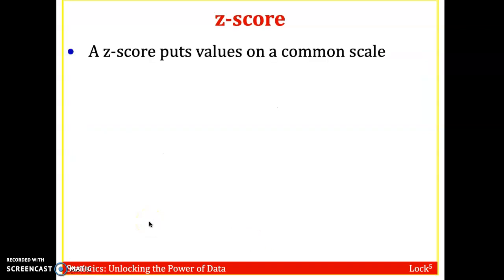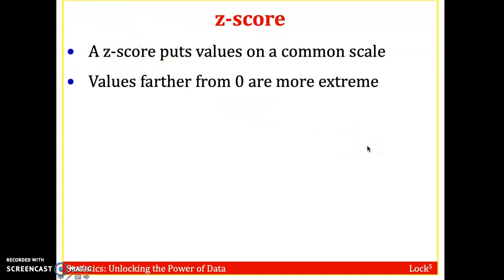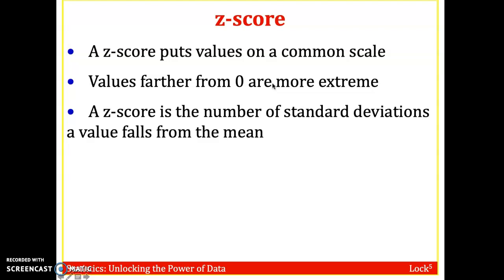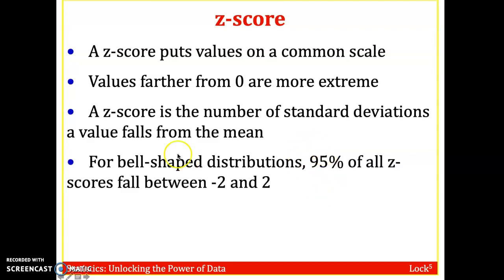So the idea is that z-scores put values on a common scale. If you're comparing different groups with different averages and different standard deviations, you can calculate z-scores to compare all of them together. Values farther away from 0 are more extreme. A z-score of 0 is the mean. And a z-score is the number of standard deviations a value falls from the mean. So going back to that 95% rule, if we have a bell-shaped distribution, then about 95% of all z-scores should fall between 2 and minus 2.